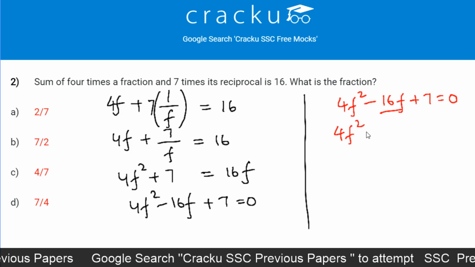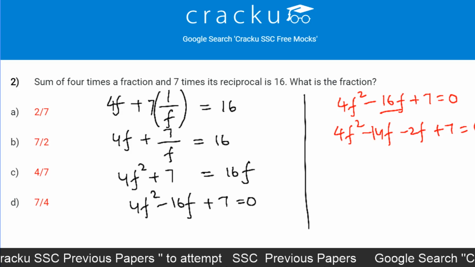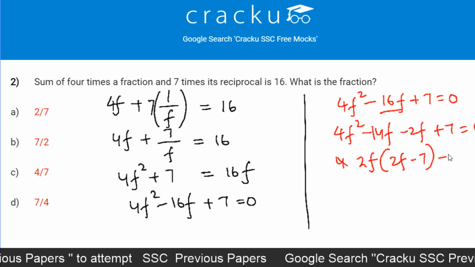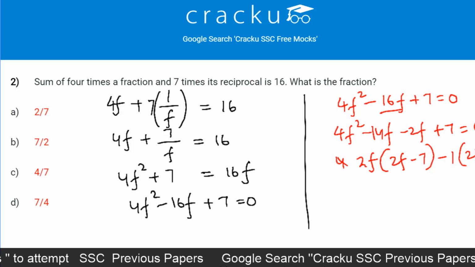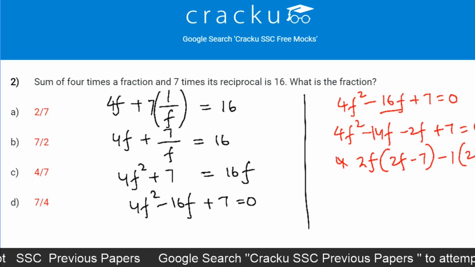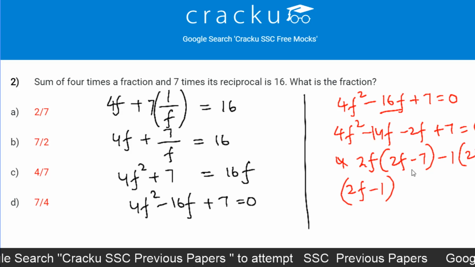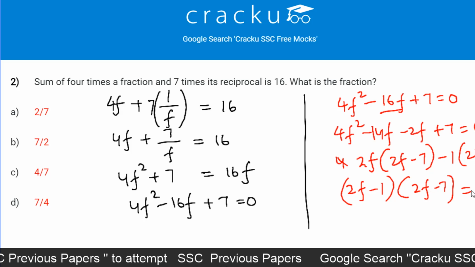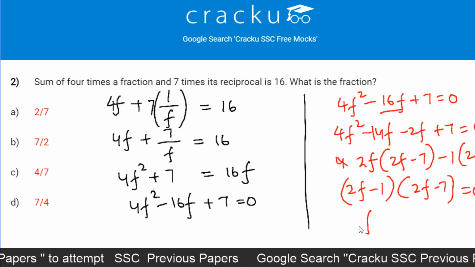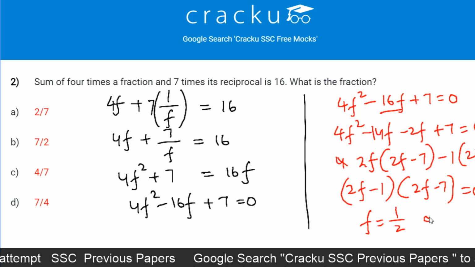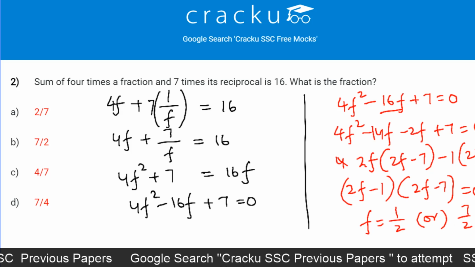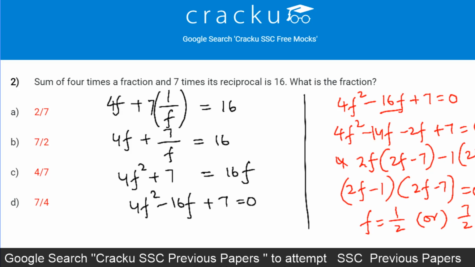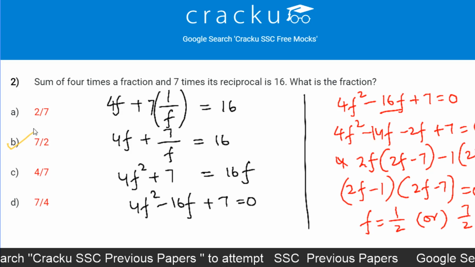So this can be expressed as 4f square minus 14f minus 2f plus 7 is equal to 0. If you take 2f as common, we get 2f minus 7 into 2f minus 1 is equal to 0. That implies f is equal to 1 by 2 or 7 by 2. So the answer for this question is option B.